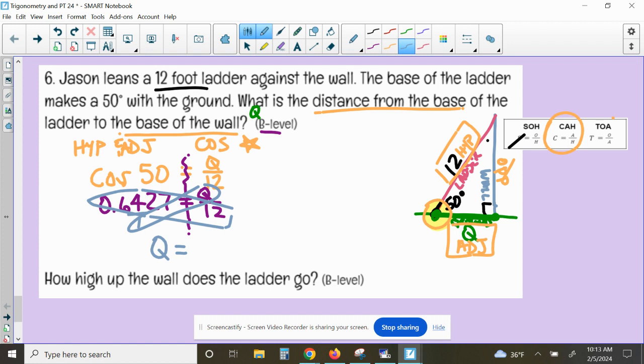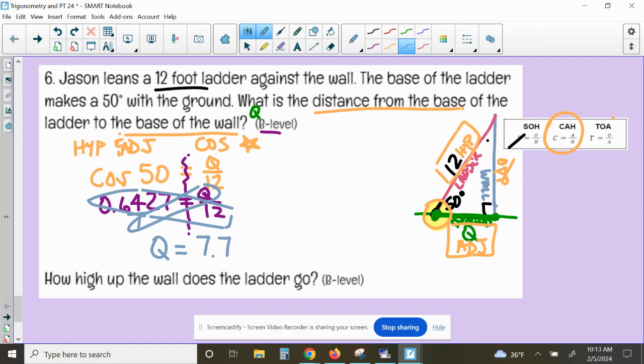What do you have when you multiplied by 12? 7.7. Are you guys happy with that? I do not have my calculator, so I'm taking your word for it. 7.7? Yeah, good. Okay, so what was this? What were we answering anyways? It says, what was the distance from the base of the ladder to the base of the wall?